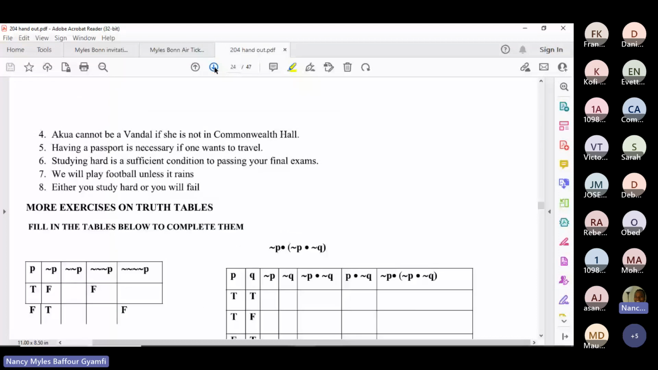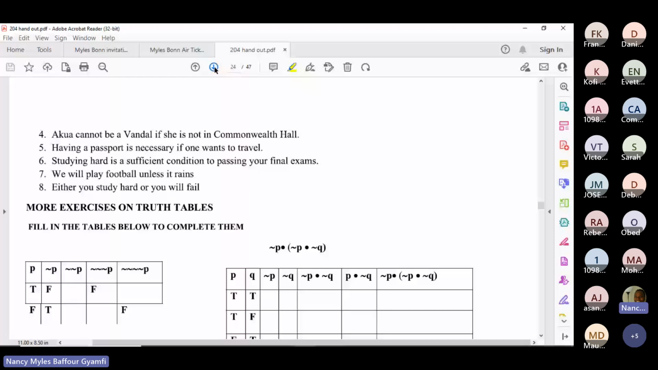Look at this one. Either you study hard or you will fail. What is the symbolism for that? Use P and Q. Study hard or you will fail. P disjunction Q. That's all. So P will be X studies hard, Q will be X fails. Finished. Okay. How about 5?